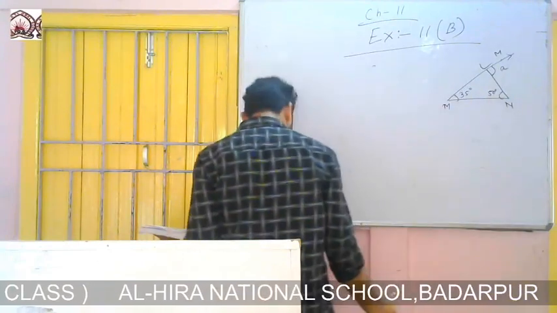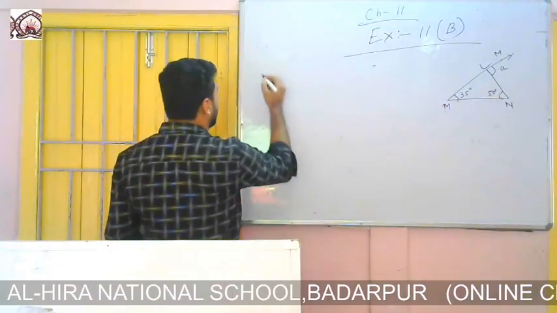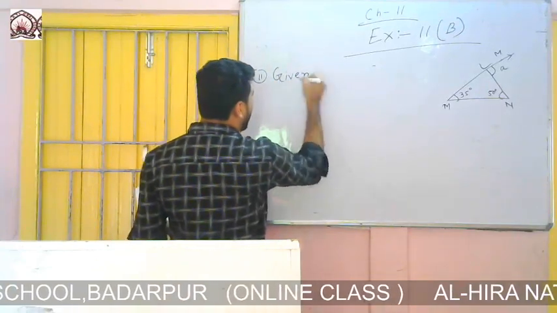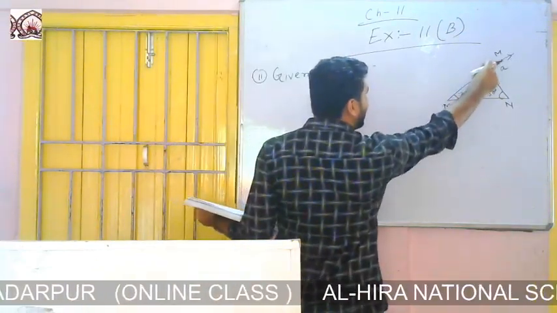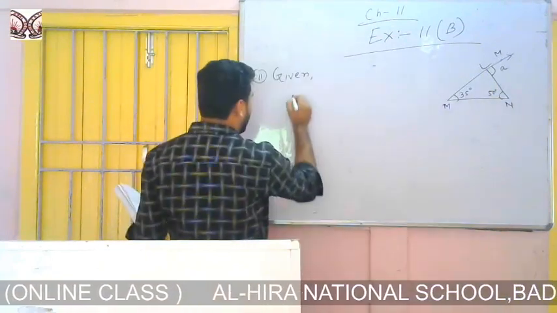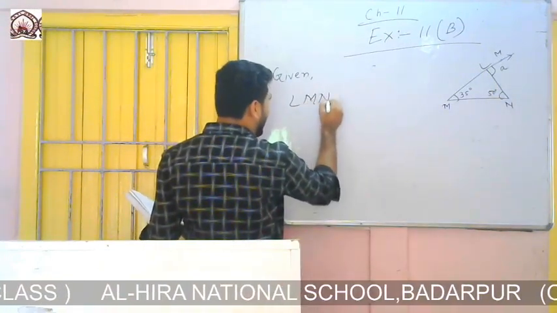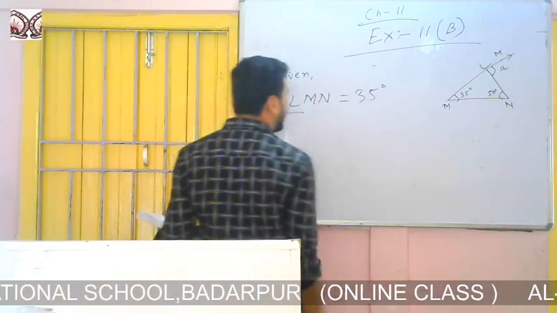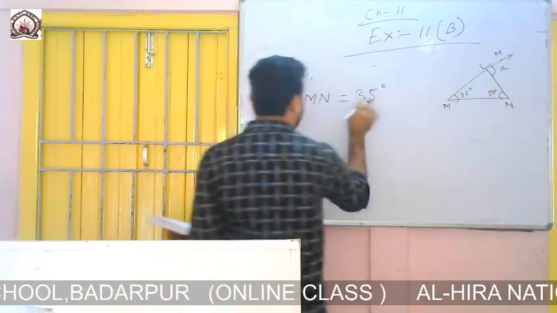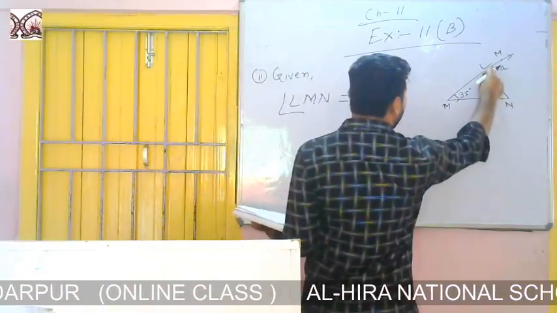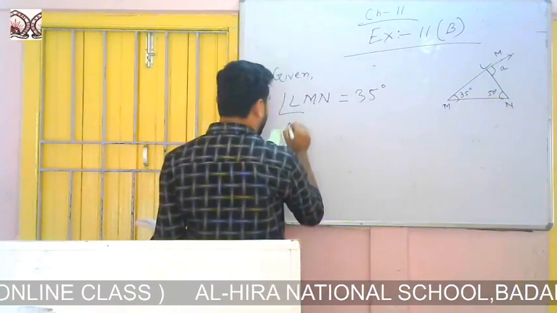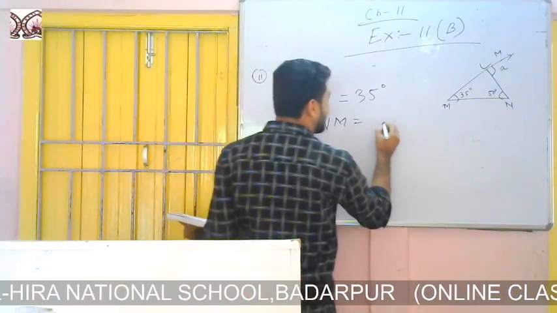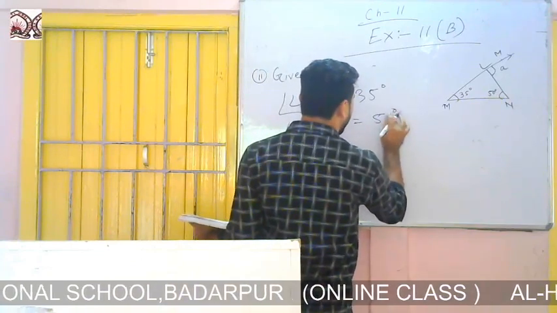Okay, so as earlier we can write, first you write what is given. Right, given angle LMN, angle LMN equals what? 35 degrees. You see the diagram, LMN equals 35 degrees, and LNM equals what? 50 degrees. Okay, 50 degrees.